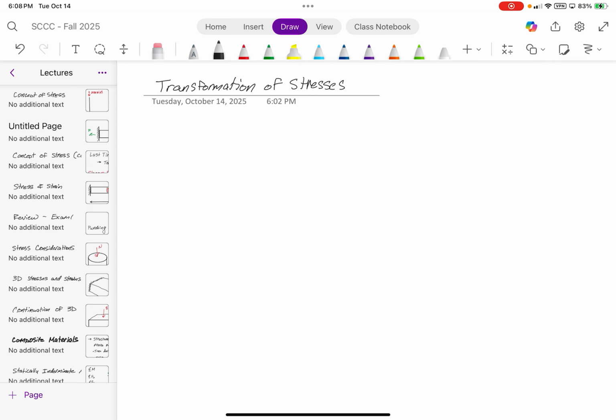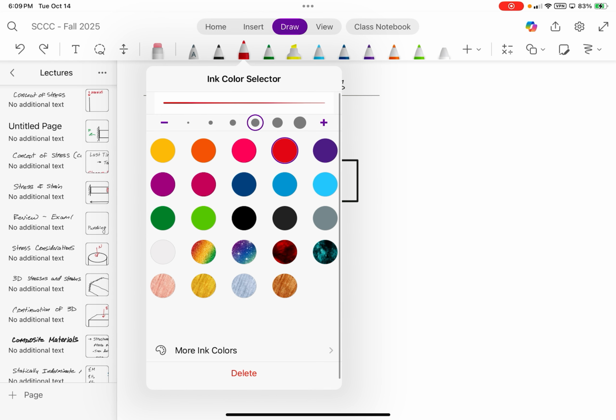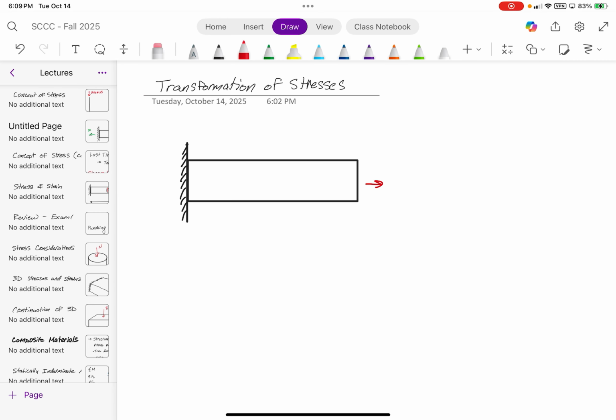Now, the best way to explain what this is, let's consider we have an axial bar, just like that, and it has a support at the end, so it's fixed, and it's subjected to a force of, I don't know, let's say 25 kips.